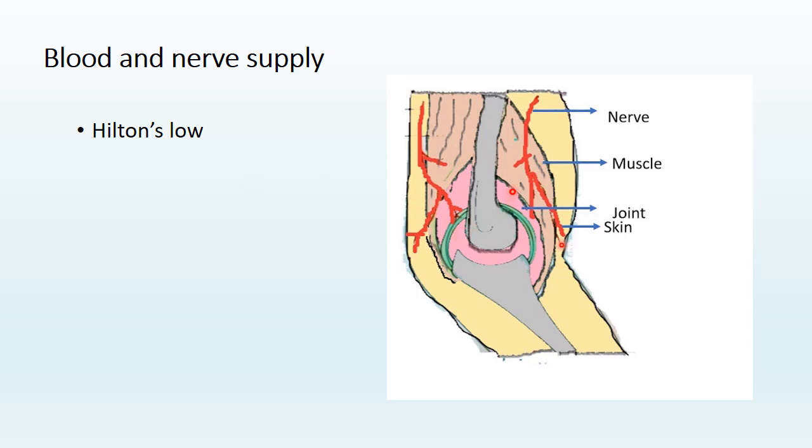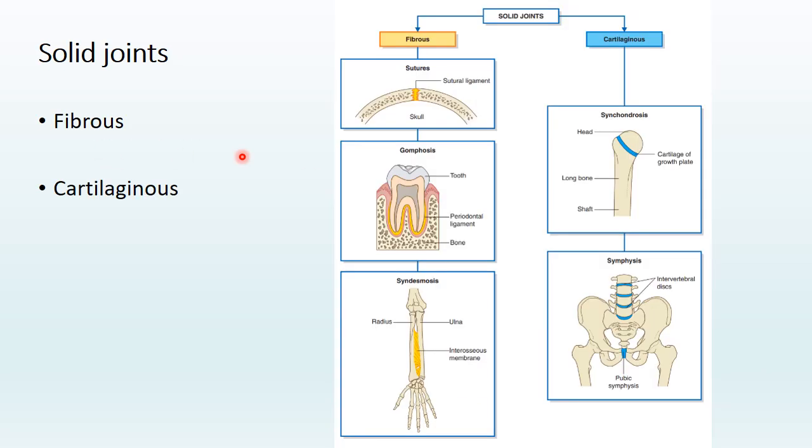Blood and nerve supply follows a law, قانون, called Hilton's law. Hilton's law states that the nerve or nerves supplying muscles acting across a joint also supply the joint itself. العصب اللي يغذي العضلات اللي تشتغل على مفصل أيضا يغذي المفصل نفسه. While the blood vessels that cross the joint, اللي تعبر المفصل, give blood supply to the joint. This is Hilton's law.